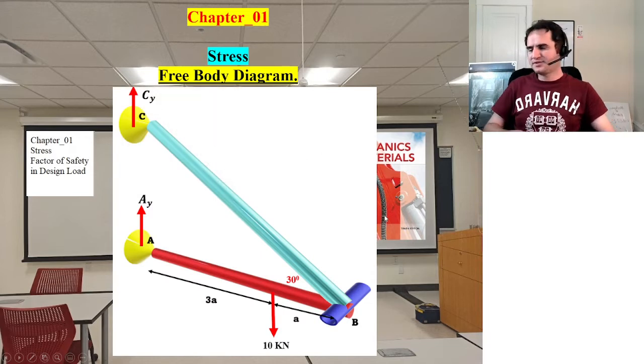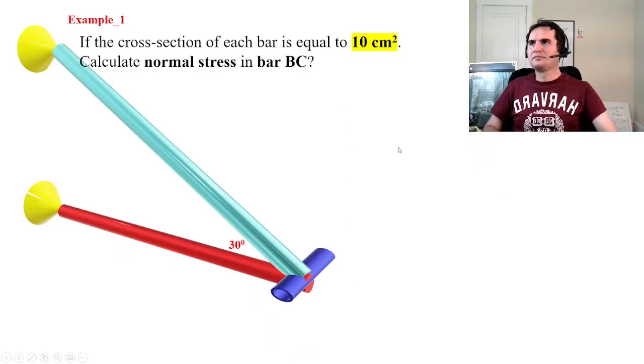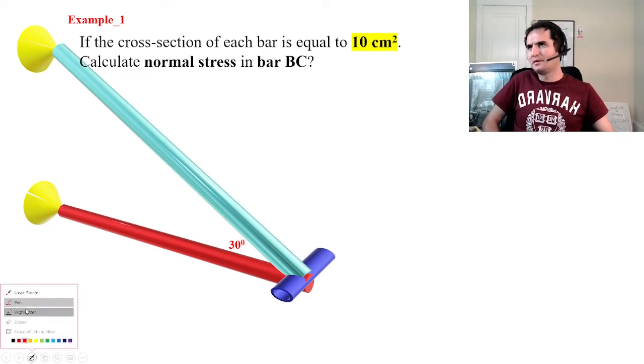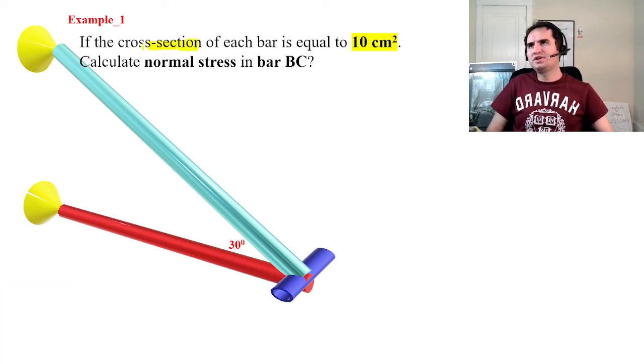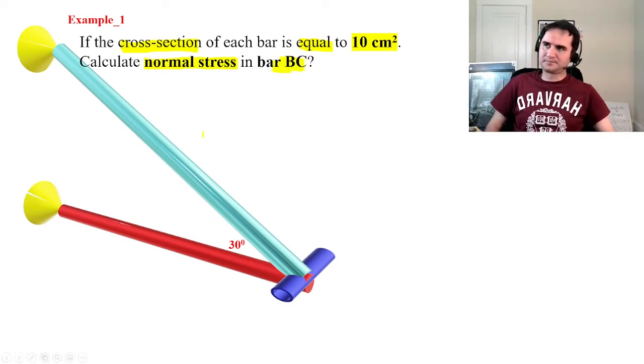Chapter 1, Stress Free Body Diagram Example. So in this example, if we know that the cross section for each bar in this configuration is equal to 10 centimeters squared, we want to calculate the normal stress in bar BC.